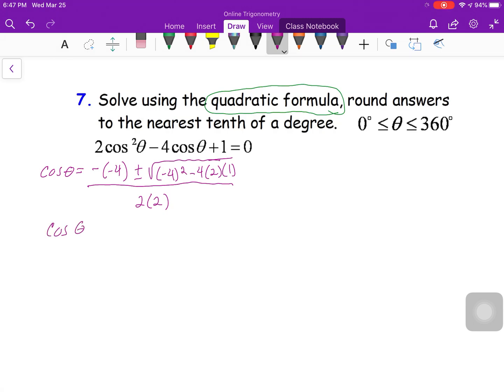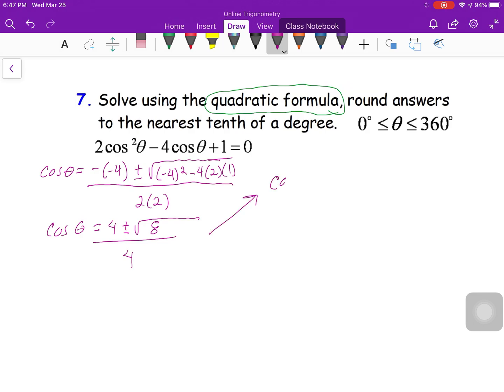Now, the negative of -4 is just going to be +4, plus or minus the square root, and now we can use our calculator. So I'd have 16, that's -4 squared, minus 8. So I just have a square root of 8 all over 4. Now there are really 2 possibilities here.